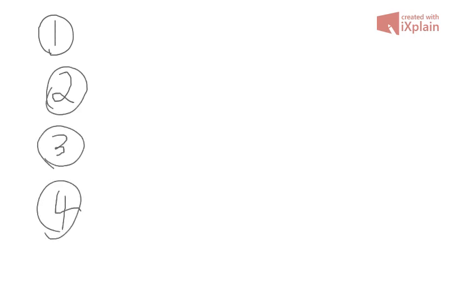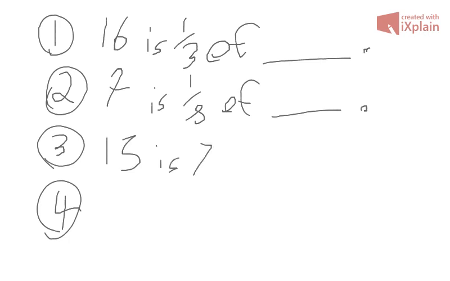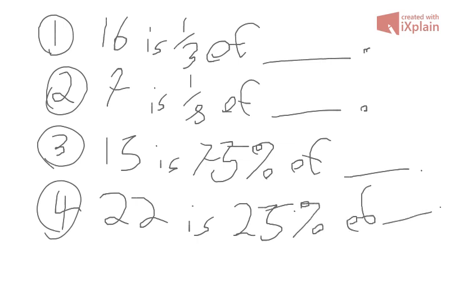So the exit ticket was really simple. It was actually just four questions that weren't word problems, just some pretty straightforward stuff. 16 is one third of blank. 7 is 1/8 of blank. 15 is 75% of blank, and 22 is 25% of blank.